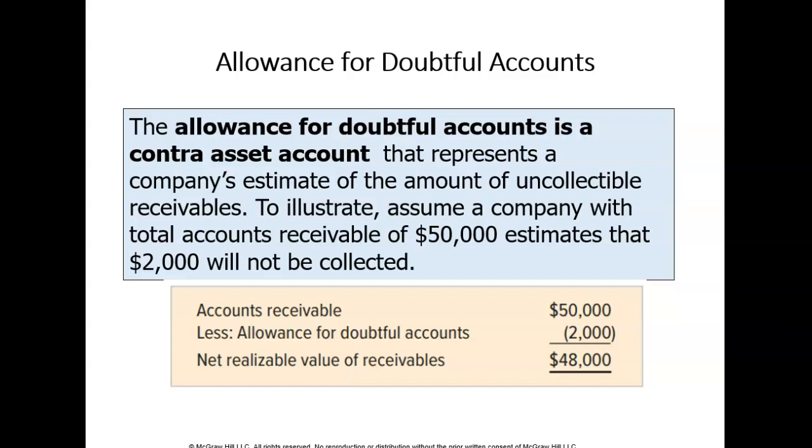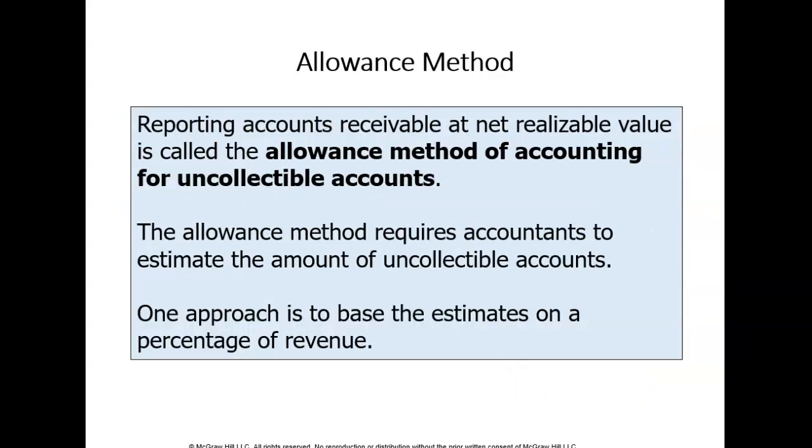In essence, this is the amount we expect to collect from our clients. They owe us $50,000. We estimate that $2,000 will become uncollectible. So we expect to realize or receive a total of $48,000 from our customers. Okay. Now here you're saying, well, how do we know what portion of our receivables are going to become uncollectible? I am glad you asked that question, and we'll talk about how to do that.